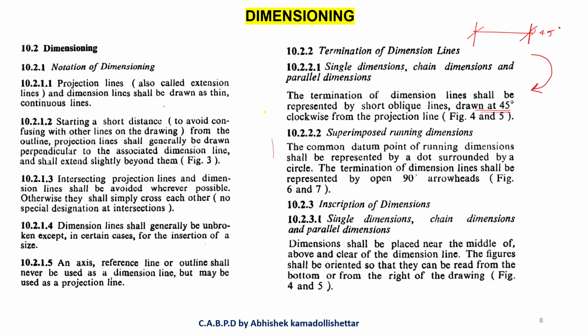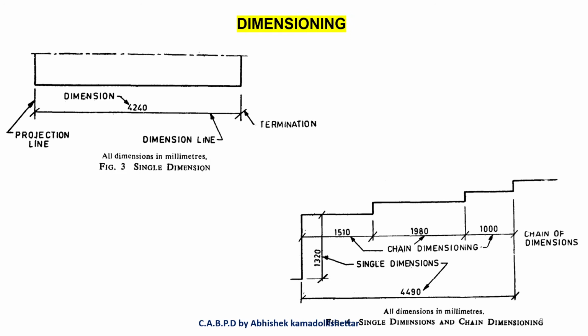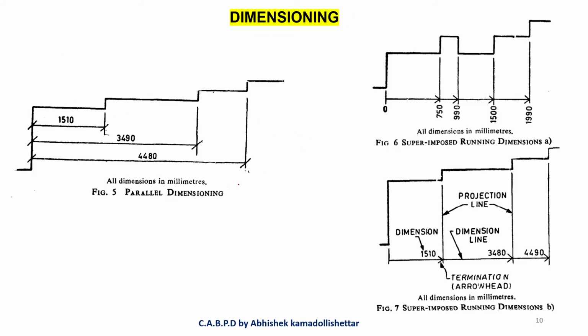Some very important things I'm going to tell you. In the next figure we'll see the very important things in a diagram. See, you can see that it is a parallel dimensioning. Parallel in the sense all the dimensions are parallel to each other. This line is parallel to this line, and this 3490 dimension line is parallel to the 4480 line.